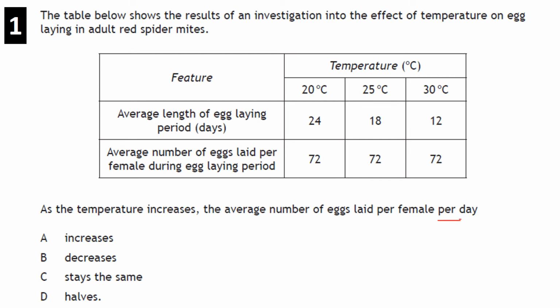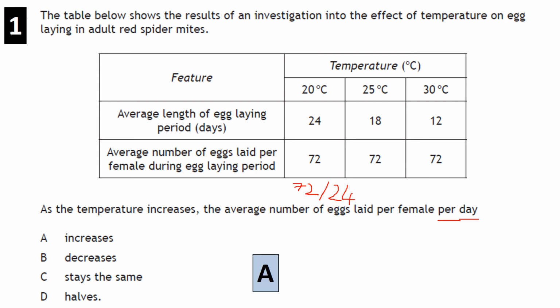So as the temperature increases, the average number of eggs laid per female per day what? So the important thing is per day. So what you have to do is a little sum, because it's telling you how many eggs are laid in the whole period, but there's a different number of days for each one. So the first one you have to do, I'm rubbish at drawing with this, I need one of those graphics tablets, you'd have to do 72 over 24 to work out how many eggs were laid per day, and that'll give you an answer there. Similar for this, 72 over 18, and then 72 over 12.